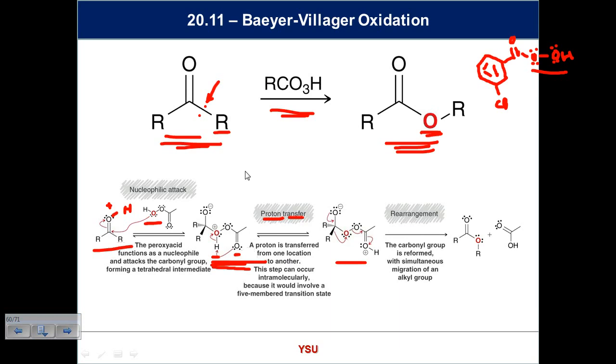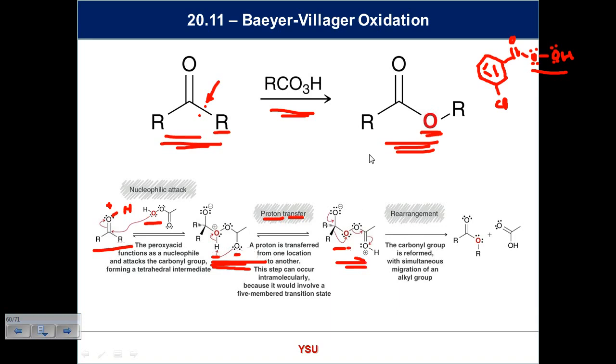What was the whole point of these proton transfers? To set up leaving groups. That's exactly the same thing that's happening here. This thing is going to want to be a leaving group if it can. So this is where the magic happens. The O from the carbonyl comes back down, and we migrate to this oxygen, and we kick out this leaving group.